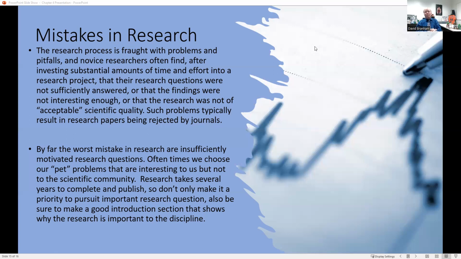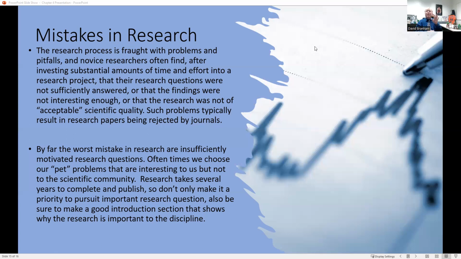By far, though, the worst mistake in research is the insufficiently motivated research question. Oftentimes, we choose our problems because they're interesting to us, but they're really not interesting to the scientific community. They don't really have an impact. And when you do that, you can't justify a publication, even if your results are there. If you did a perfect methodology, you've done your literature review, if the results actually have no impact, then that's a mistake that you're not going to be able to overcome.